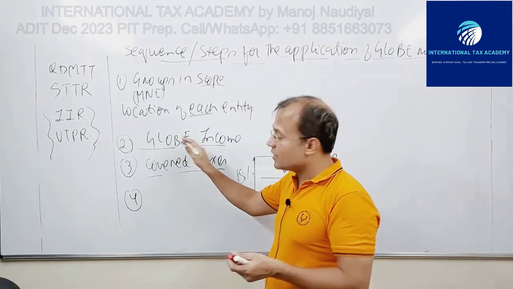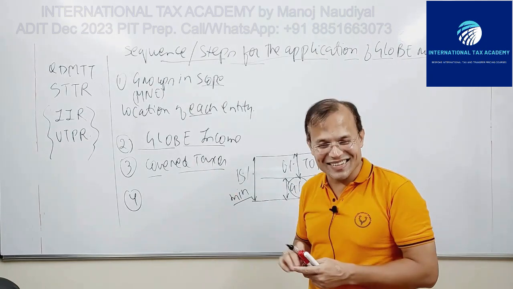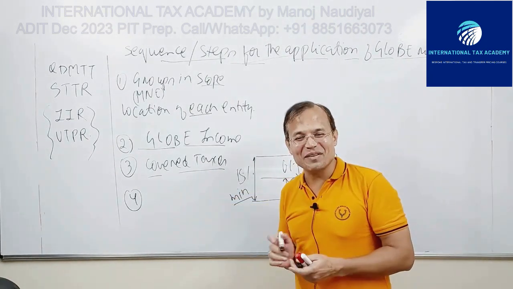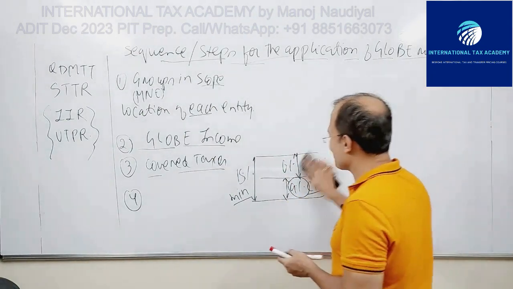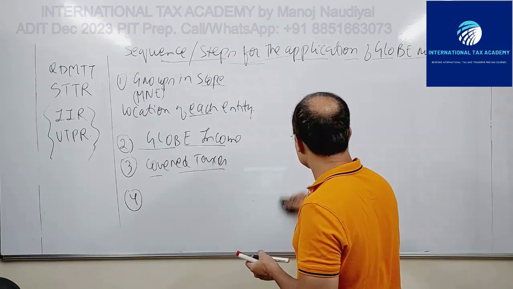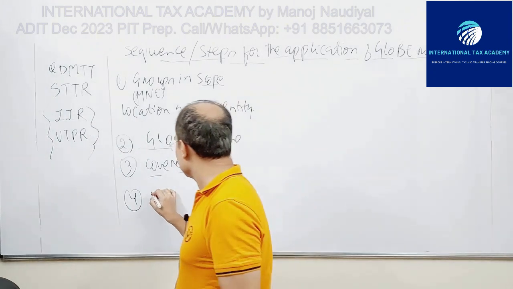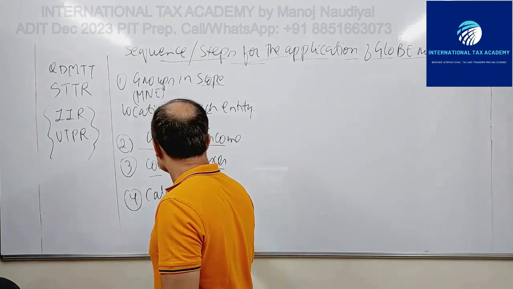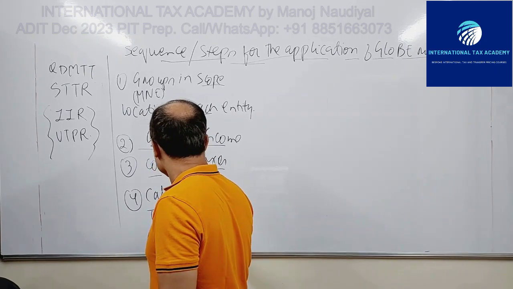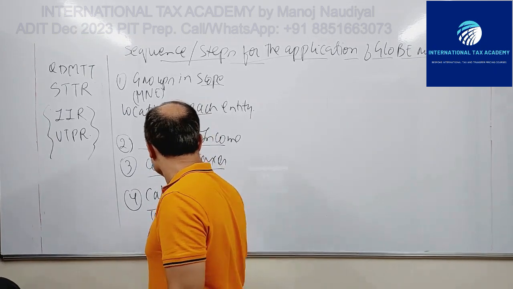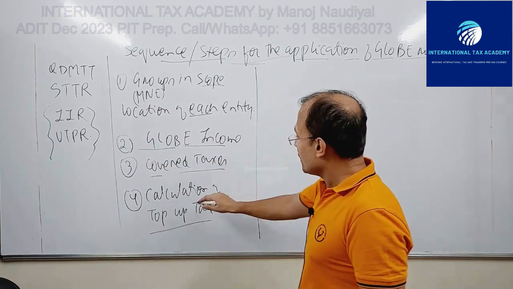Once you have calculated the GLoBE income, supposing you survive till this stage, then you reach stage number 4. Stage number 4 is the calculation of the top-up tax.